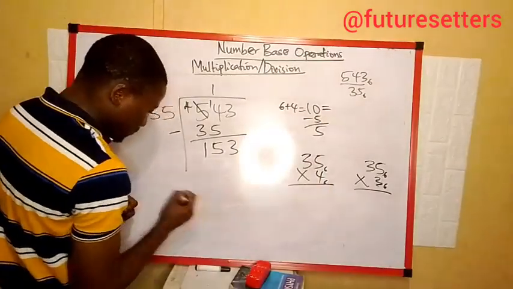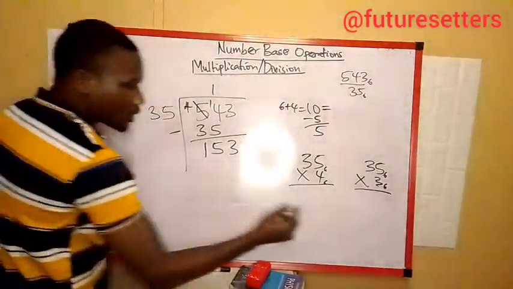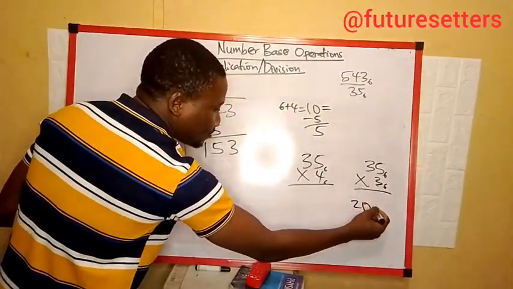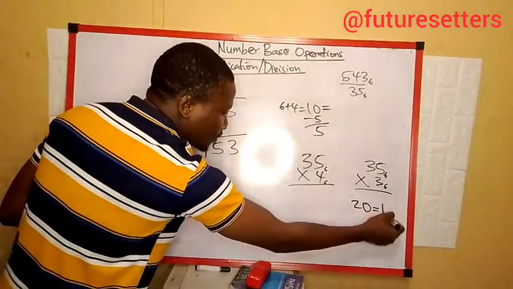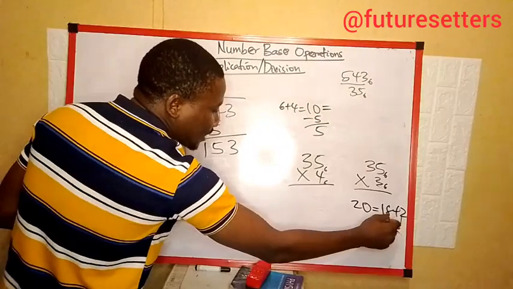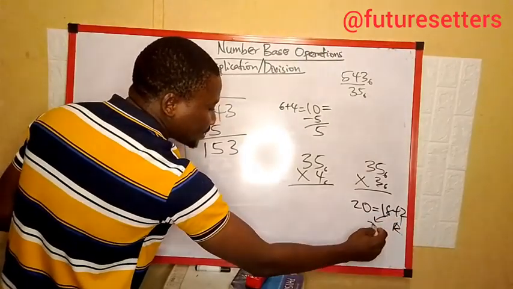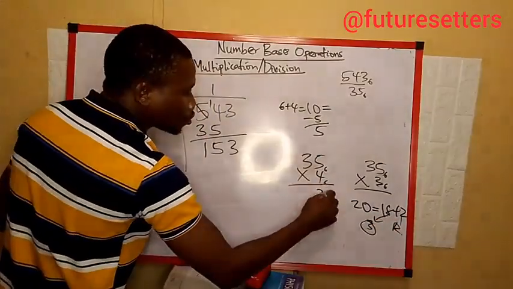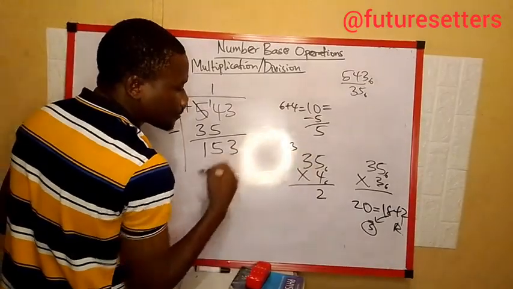4 times 5 is what? 20. Now, let's break 20 in respect to base 6. This will give us 18 plus 2. So 2 will be the remainder, and this 18 here will represent 3. So we write down 2, we carry 3.